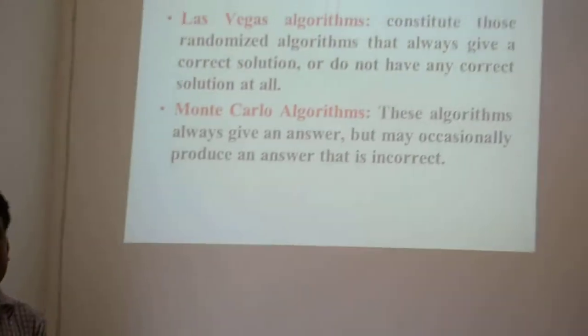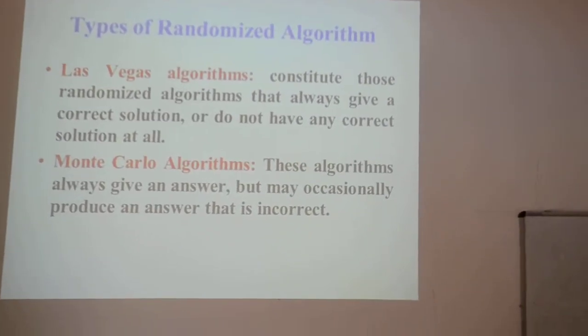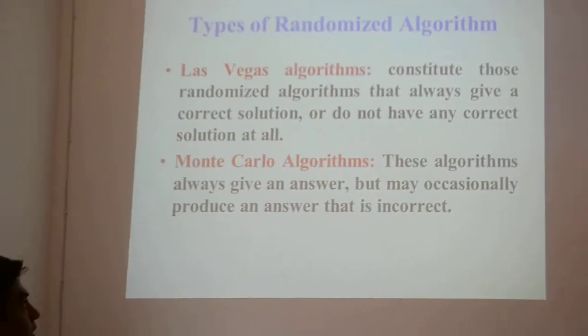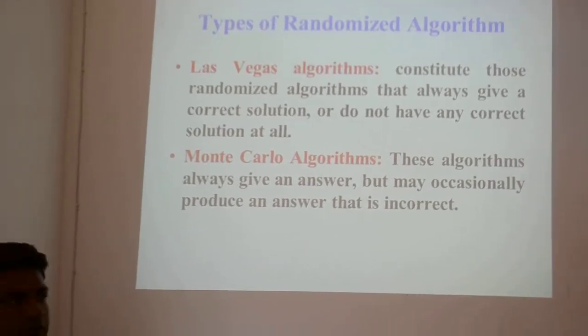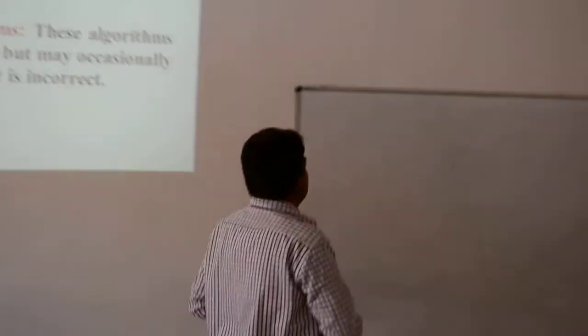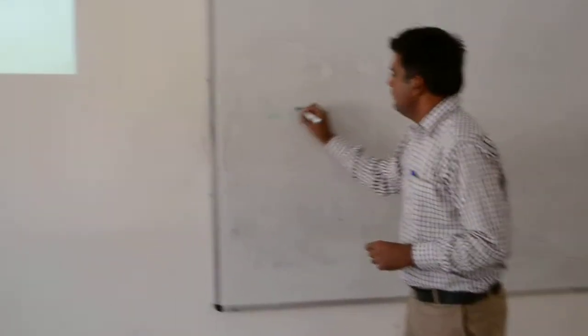There are two types of randomized algorithm. First is the Las Vegas algorithm and second is the Monte Carlo algorithm. Las Vegas algorithms constitute those randomized algorithms that always give a correct solution. So we see how these two algorithms are implemented. First is the Las Vegas algorithm.